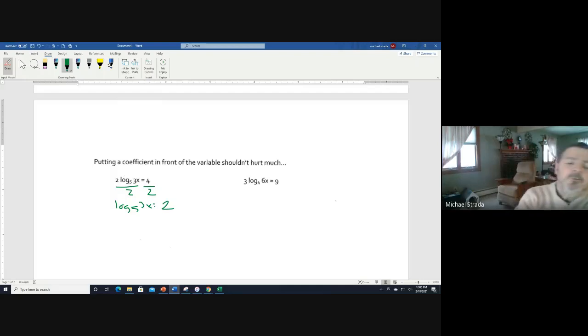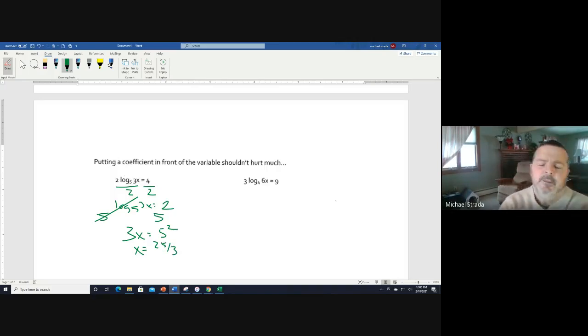Recall that now we're dealing with a log of a base, so instead of e, we will work with that base as an exponent. So we raise both sides to a power of 5. That will cancel out the 5 and the log 5. We'll be left with 3x equals 5 squared. 5 squared is 25. We would divide by 3, and x equals 25 divided by 3.